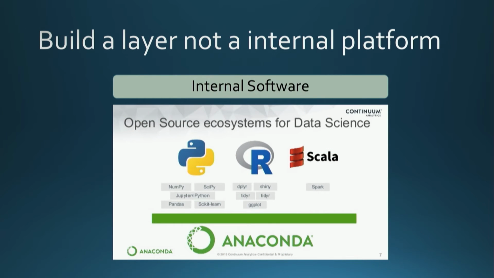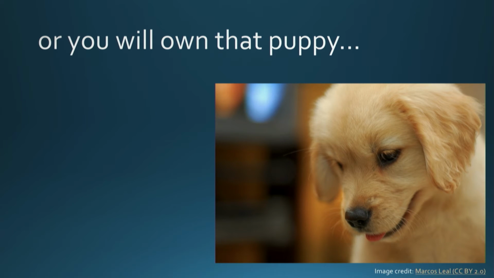You need to be building a layer on top of the open ecosystem, because your internal software needs to try and push as much stuff as it can outside of your organization. Because if you don't, you own that puppy. If you build something, you're the one building it, you're the one maintaining it, you're the one making sure it keeps going. And this is very difficult in today's day and age with people moving jobs and institutional knowledge disappearing. So as much as you can, you really need to get things out of your organization.